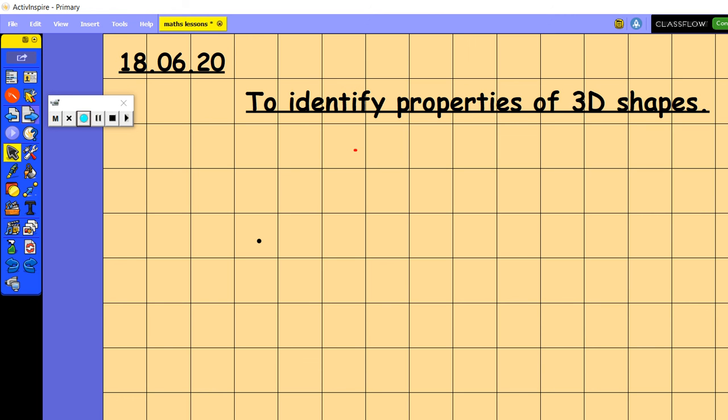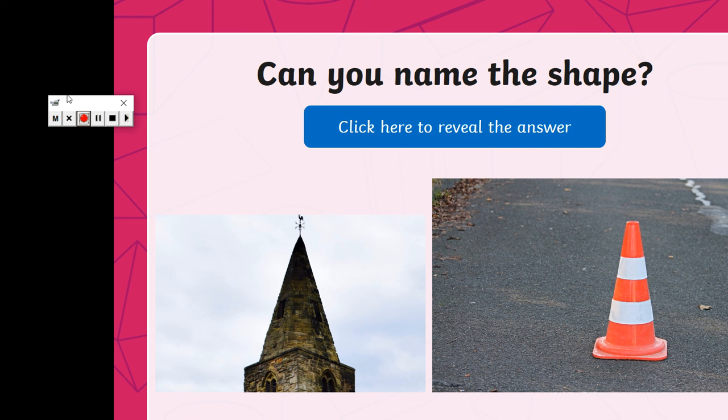So in today's lesson, we're going to be looking at properties of 3D shapes. In yesterday's lesson, you collected some 3D shapes from around your kitchen and around your house, and you identified the 2D shape in those spaces. Today, we're going to have a look at identifying properties of 3D shapes.